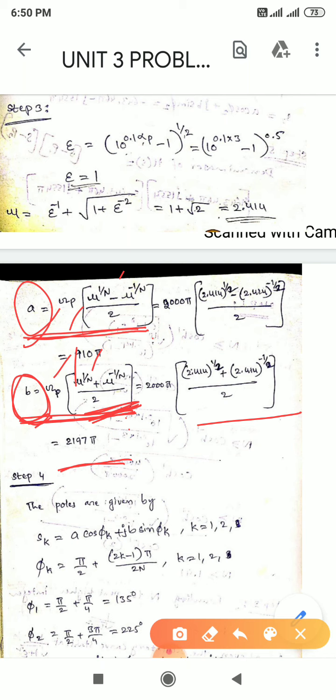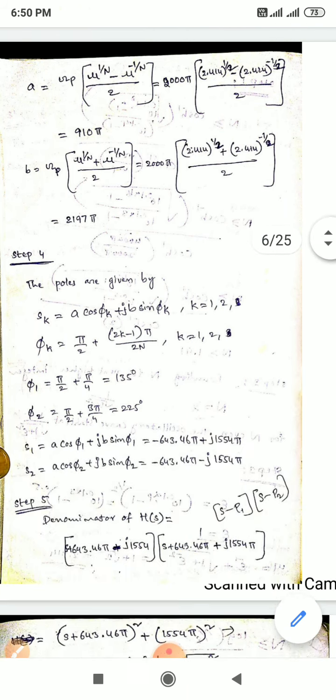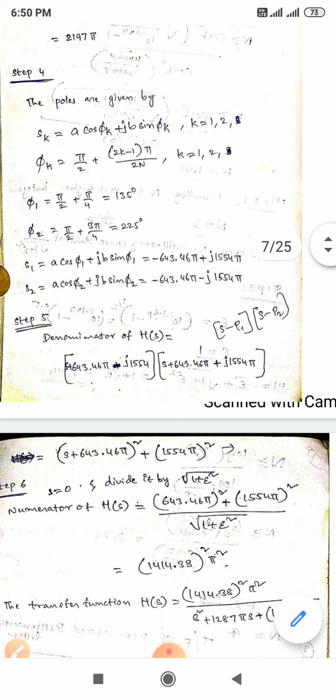2197 pi. Similarly, the A value is what? The A value is 910 pi. This is the third step, in which we are calculating the epsilon, mu, A, and B values. In the fourth step, we are determining what? The poles of the filter.